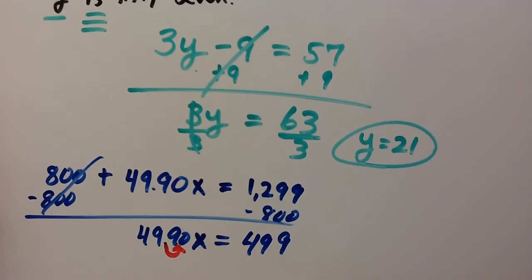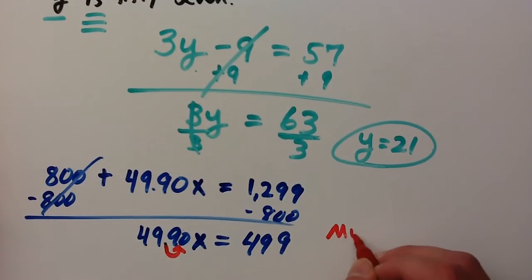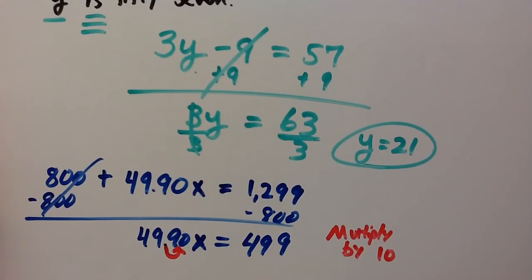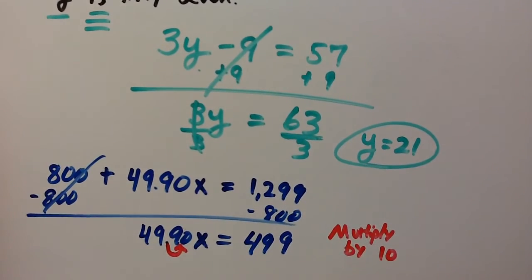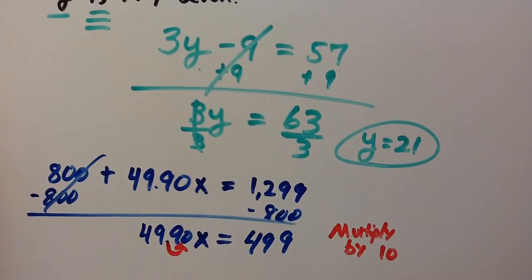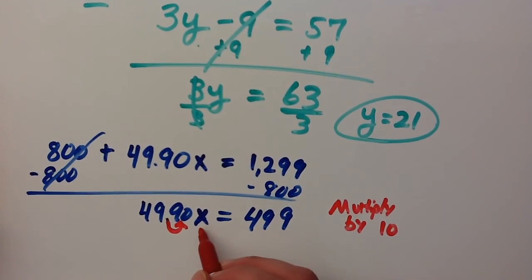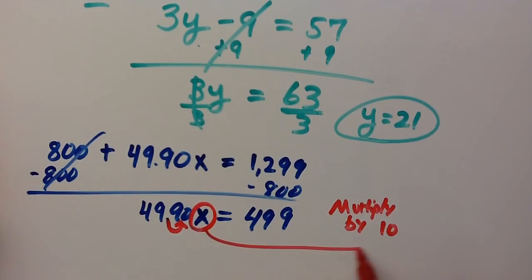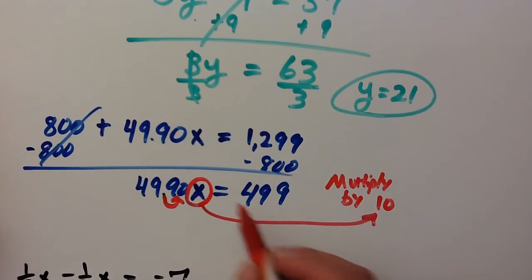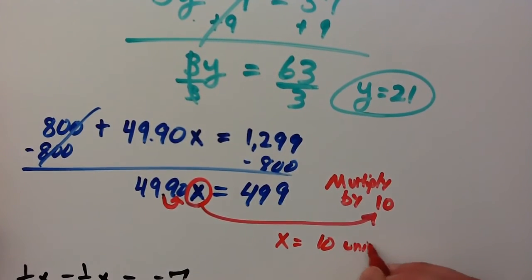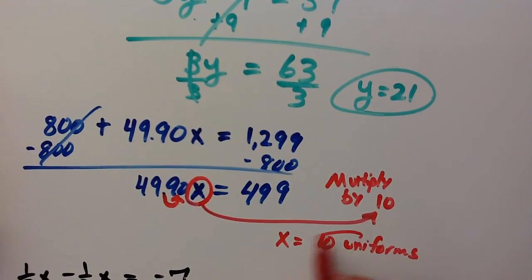So what can I multiply this number by so that I move the decimal one place to the right? Well, what if I multiply by 10? Isn't multiplying by 10 the same thing as moving the decimal one place to the right? It is, isn't it? So I take 49.90 times 10, that would give me 499. So this unknown number right here must be 10. And that unknown number x is the number of uniforms.